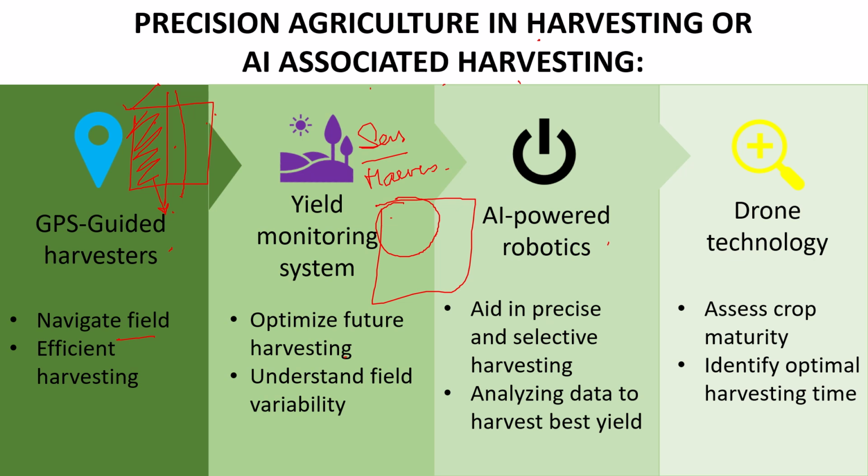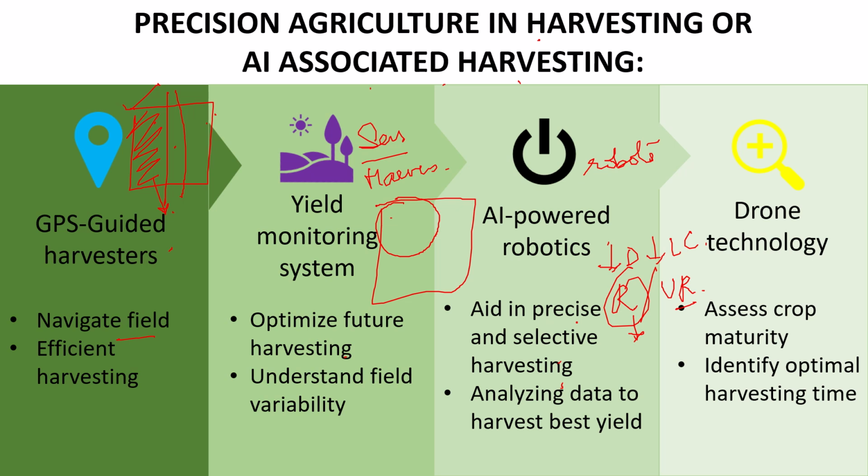Next is AI-powered robotics. As we all know, we are using AI everywhere. So how is AI used in harvesting, how are farmers using it? They are using robots and machine learning, aiding in precise and selective harvesting, reducing the damage and reducing the labor cost, and identifying the ripened fruits or vegetables from the unripened ones, so that they can harvest the ripened ones and leave the unripened ones.